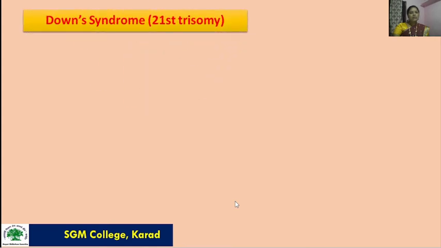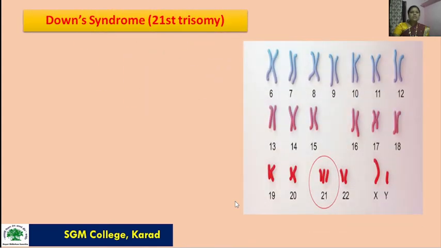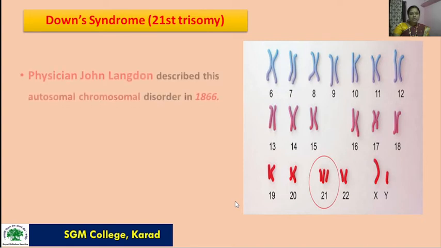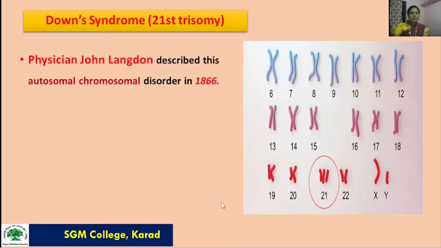Another disorder is Down's syndrome, 21st trisomy. Why is it called 21st trisomy? This particular Down syndrome was described by the physician scientist John Langdon Down. He described this autosomal chromosome disorder in 1866.